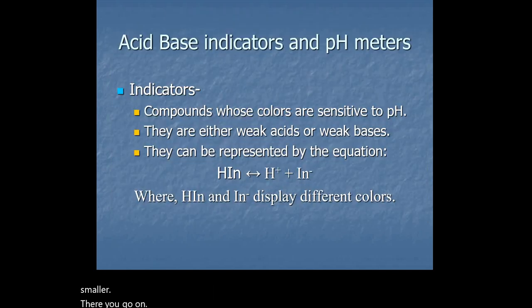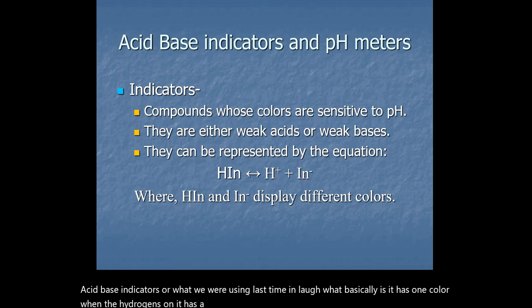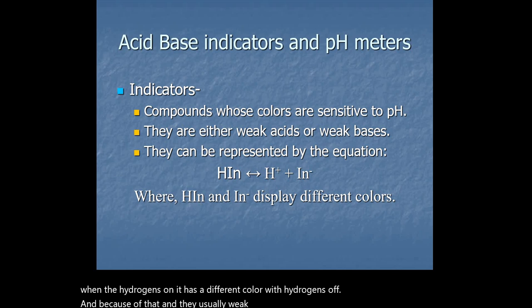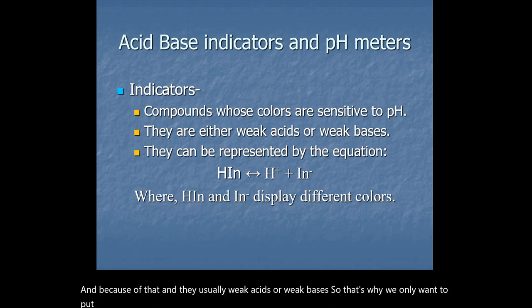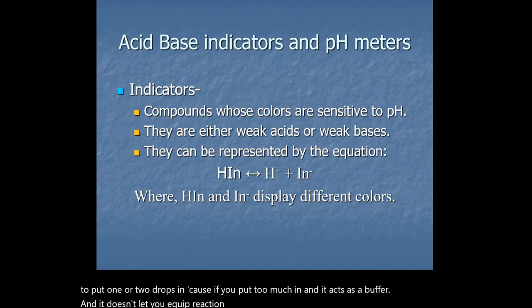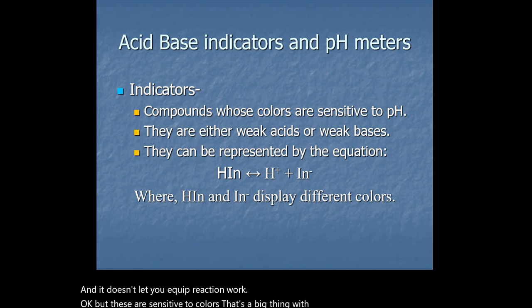Acid-base indicators are what we were using last time in lab. Basically, it has one color when the hydrogen's on, and a different color when the hydrogen's off. They're usually weak acids or weak bases, so that's why we only want to put 1 or 2 drops in, because if you put too much in, then it acts as a buffer, and it doesn't let your reaction work. But these are sensitive to colors. That's a big thing with this. Indicators are sensitive to colors.